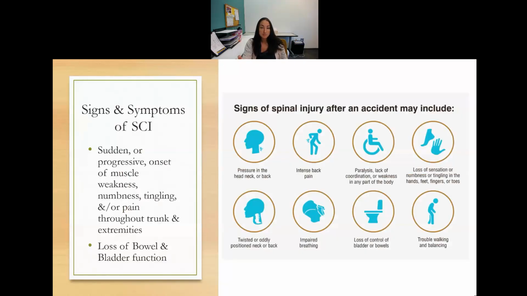All right, signs and symptoms of spinal cord injury. So the signs are sudden or progressive onset of muscle weakness, numbness, tingling, pain, and the pain could be in the trunk, it could be in the extremities, and then loss of bowel and bladder function. So if somebody comes into the clinic and they suddenly say, it's weird, I've been peeing on myself, or I've been super constipated and I can't really feel the urge to go, or any sudden change in that, I would recommend they see a neurologist quickly, because it could very well be a spinal cord injury or a Cauda equina syndrome, which we'll talk about later.